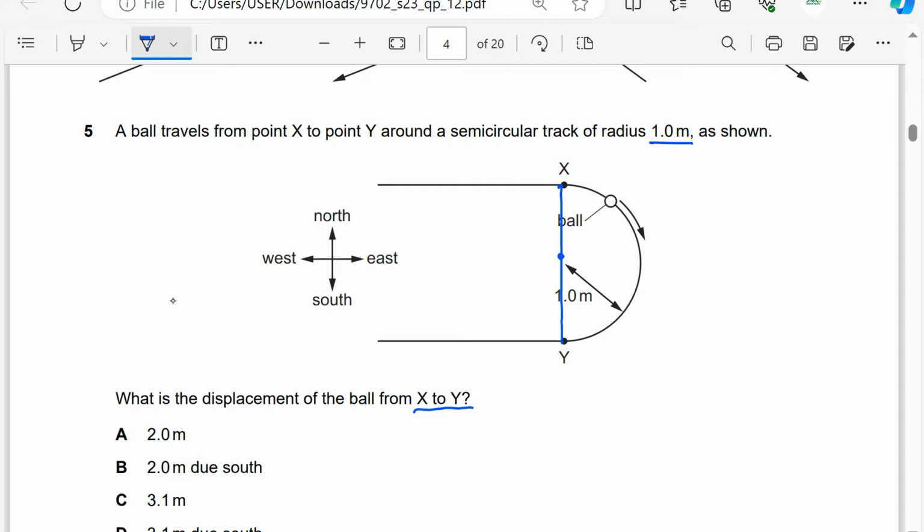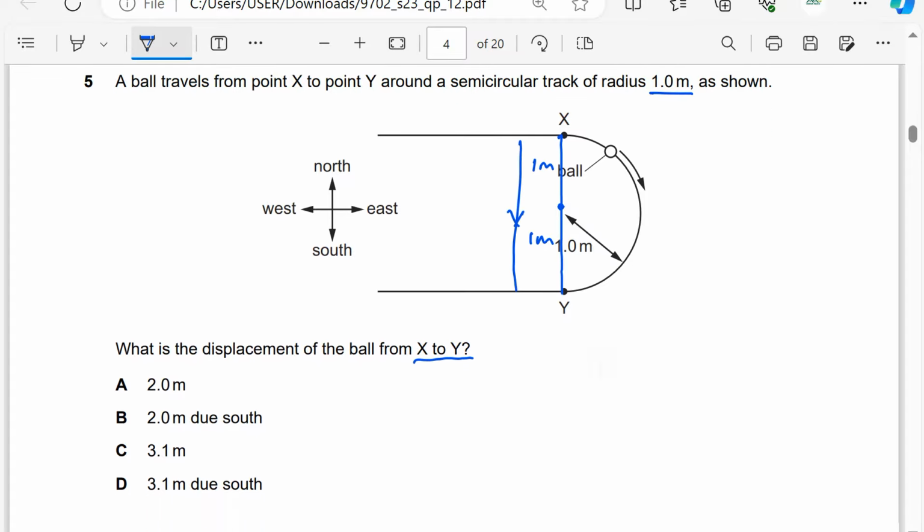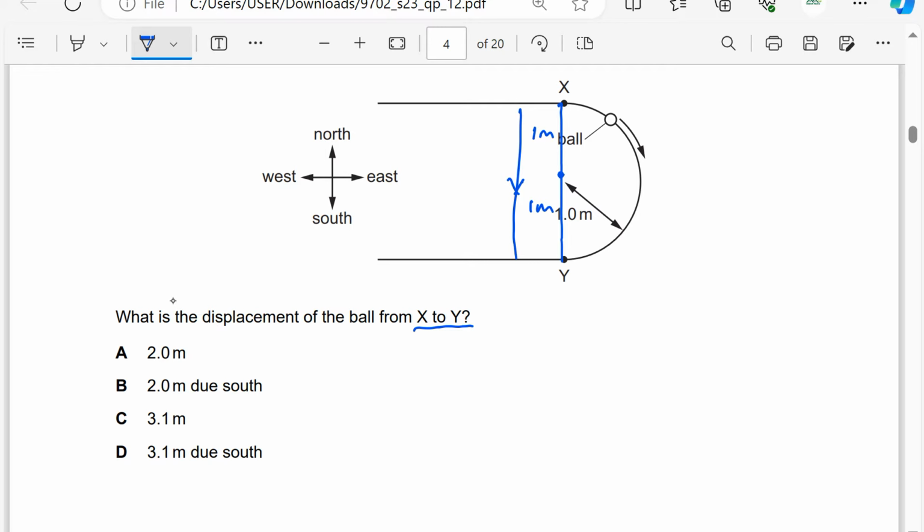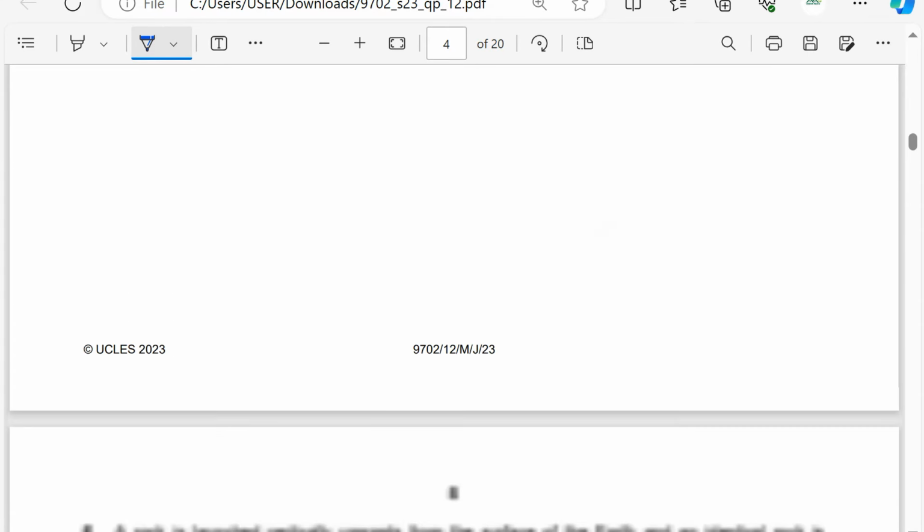Of course, displacement is the shortest distance, the straight line distance between X and Y. So that is going to be 1 meter plus 1 meter, which is 2 meters. But then it is displacement from X to Y, so the displacement must be downwards. So it is 2 meters, but displacement is a vector quantity. There must be direction. So 2.0 meters due south, X to Y, it is due south, so the answer is B.